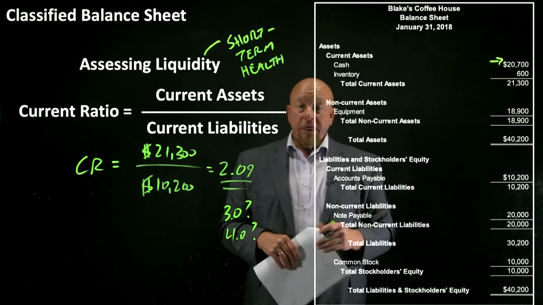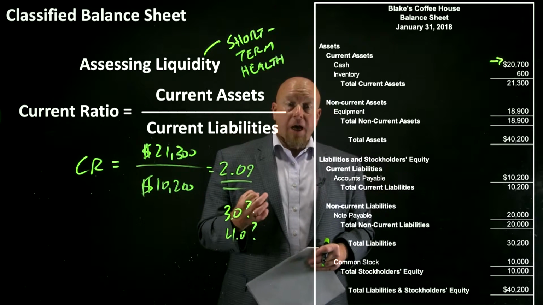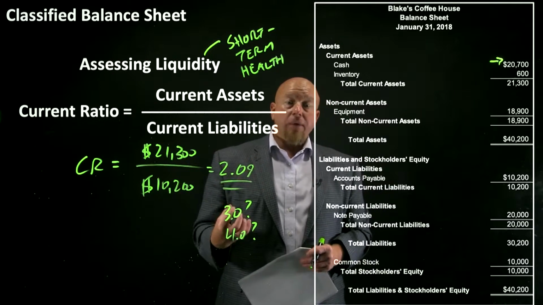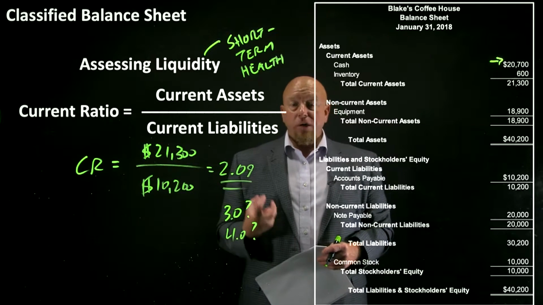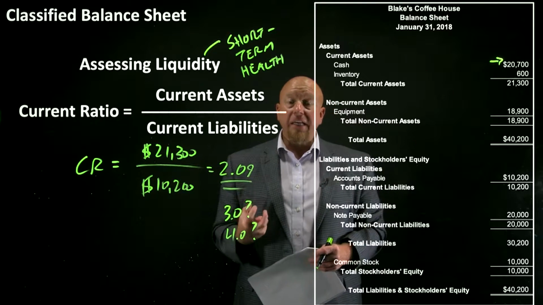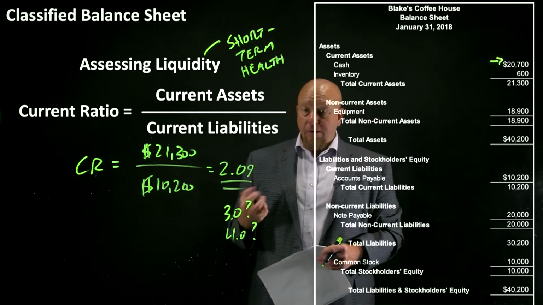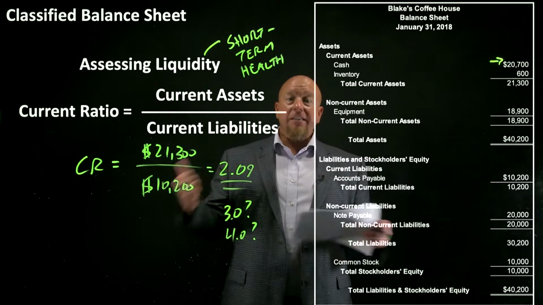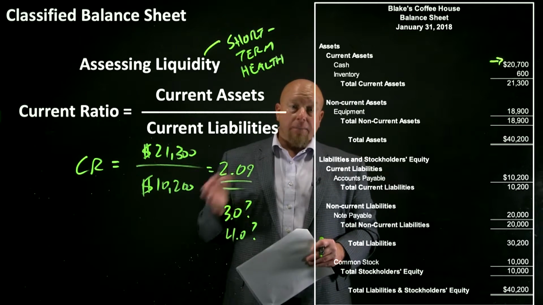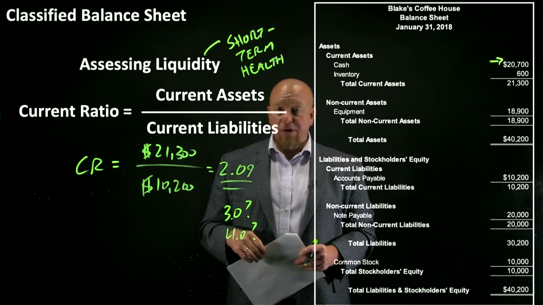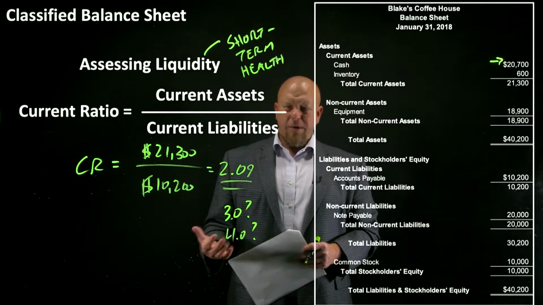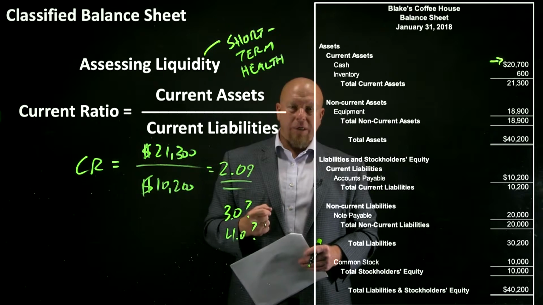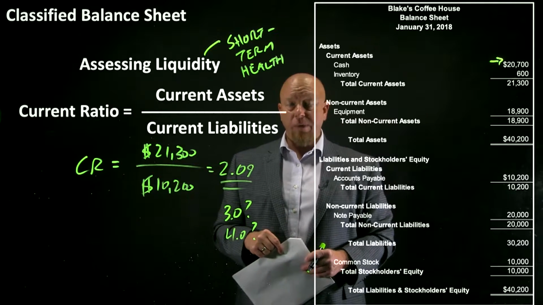This is a coffee house. You could get statistics on other coffee houses or quick service restaurants and determine what is the average current ratio for a similar business in that industry. If we find out that other coffee houses have a current ratio of 1, we might be ecstatic about our current ratio. But if we find out that other coffee houses have a current ratio of 10, then we might say, well, 2 seemed good, but not so good when we look on the other side of the fence and see that the grass is greener.